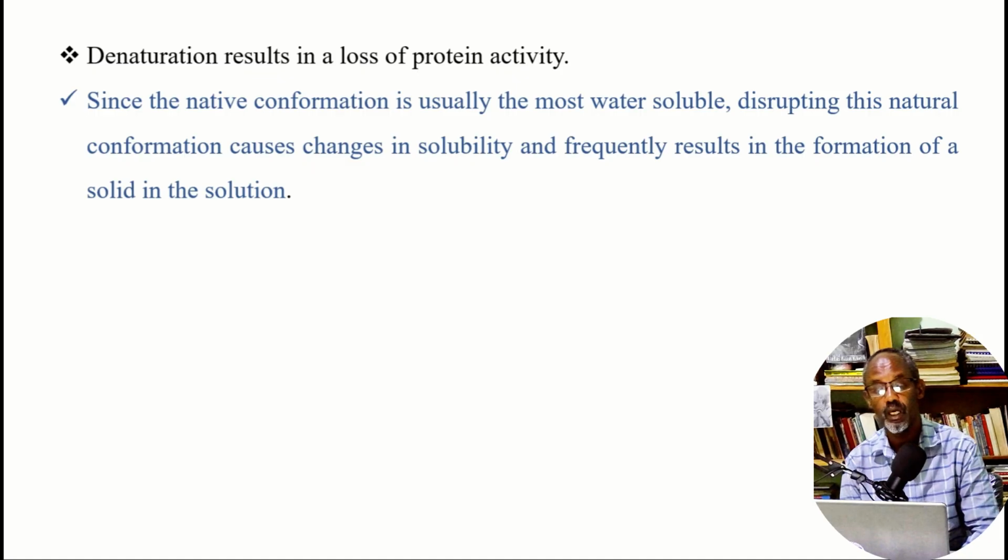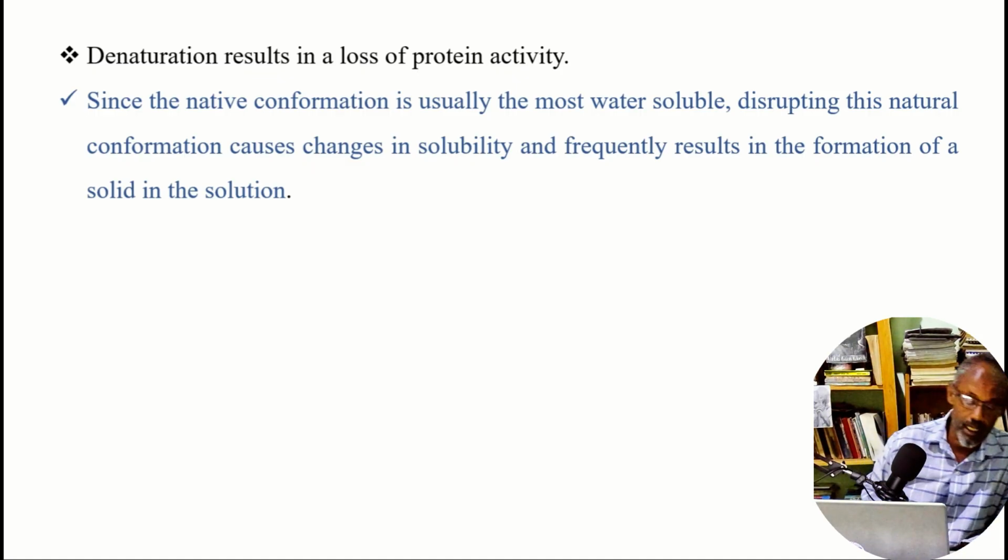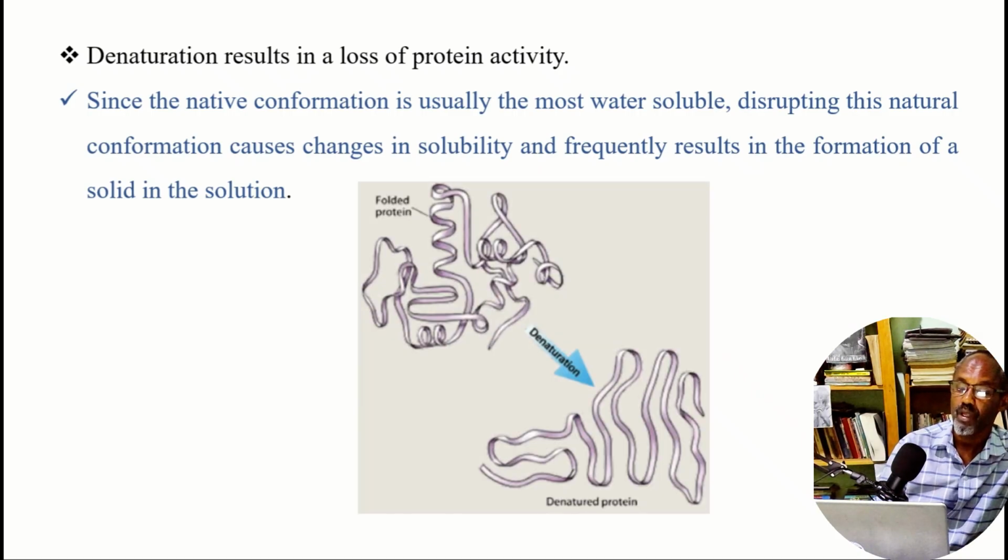Therefore, usually denaturation solidifies the protein because it loses its natural three-dimensional shape. You can see here the protein at the top is with its natural conformation, natural shape, spherical, globular. When it denatures, it has lost its three-dimensional shape, the spherical globular nature.